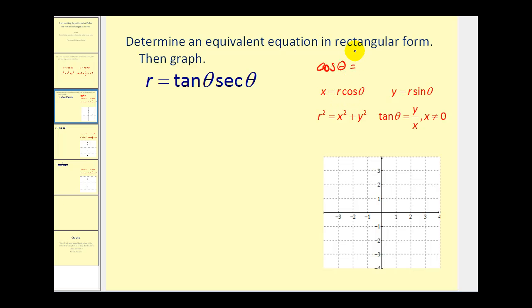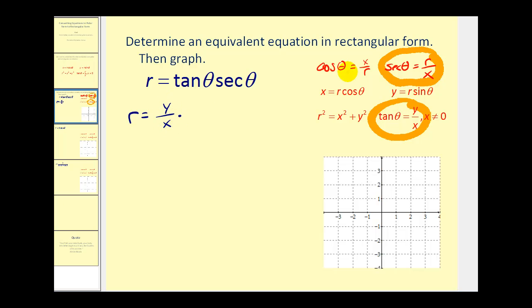Cosine theta would equal x over r. Well, if cosine theta is equal to x over r, secant theta would have to be the reciprocal of this, and secant theta would be r over x. So let's go ahead and use this equation and this equation and see what happens. r equals tangent theta, which is y over x. Secant theta is equal to r over x.